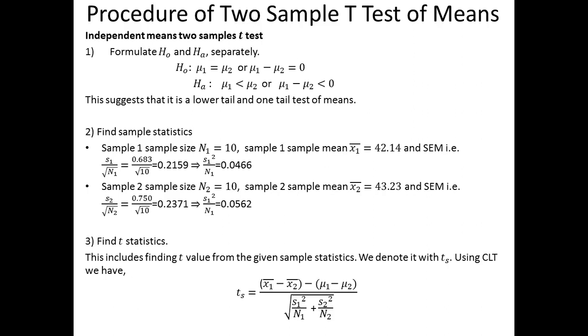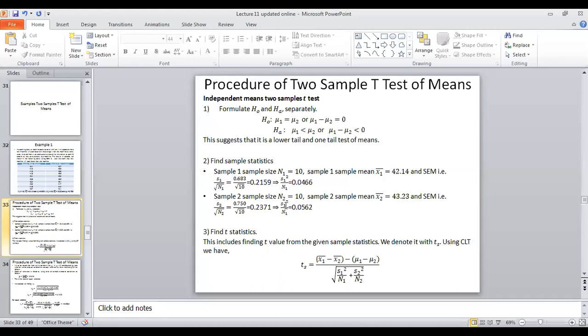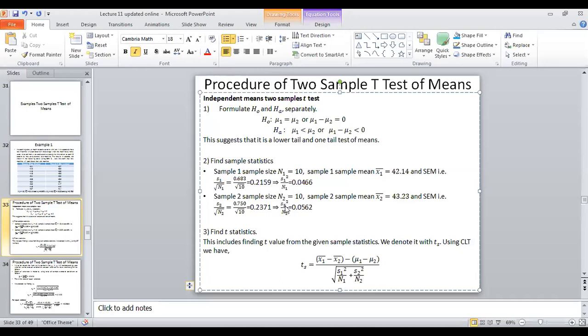The SEM for the second sample is S2 upon under root N2, which is 0.750 divided by under root 10, and the answer comes out to be 0.2371. And if you want to find the variance of it, then it is S2 square upon N2. Let me just rectify a little typo over here. So that should be just S2 square upon N2.